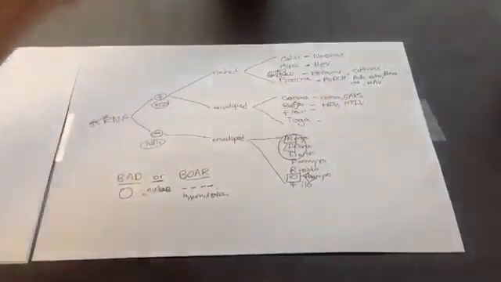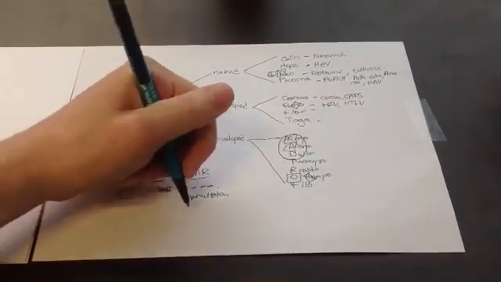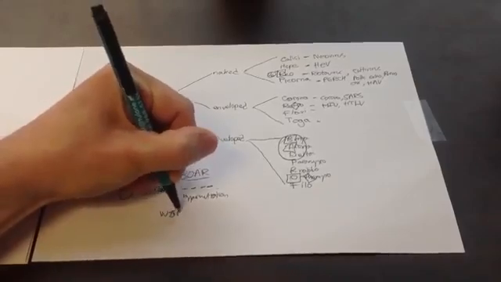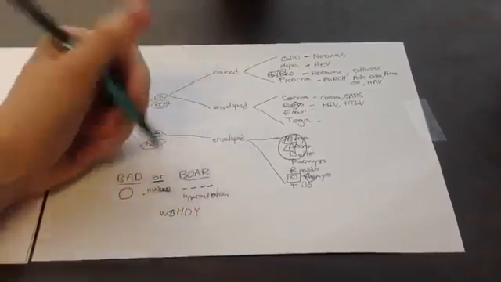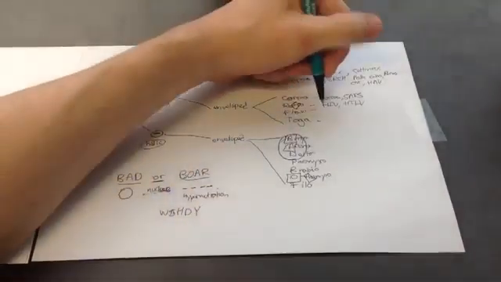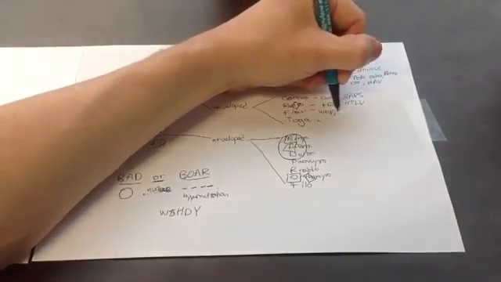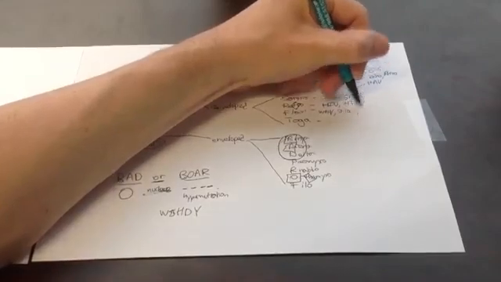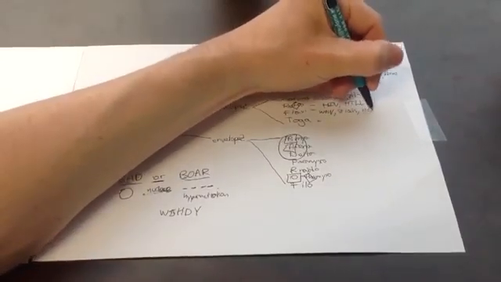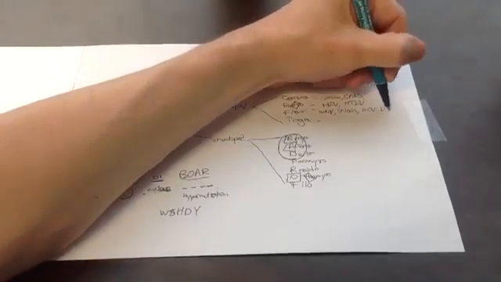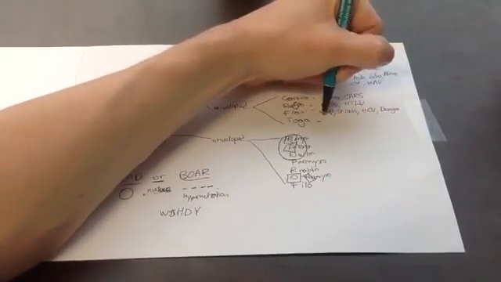Flavovirus, I have a mnemonic for this one. Flava Flav is washed up, or washed yup, W-S-H-D-Y. So we have West Nile virus. We have St. Louis encephalitis virus. We have HCV, hepatitis C, we have dengue, and we have yellow fever.